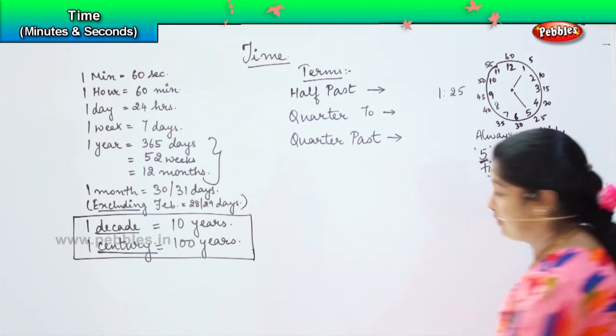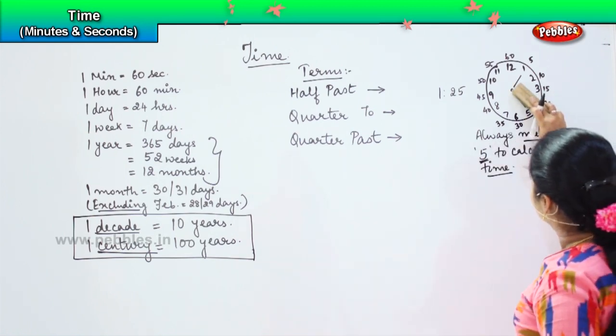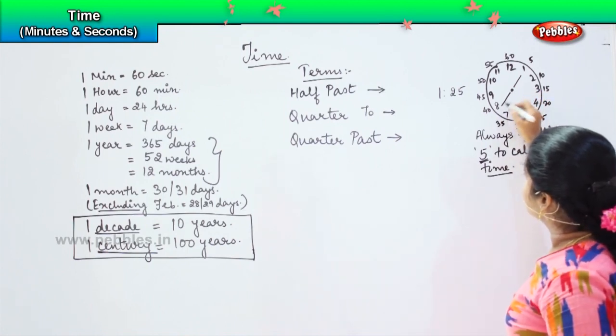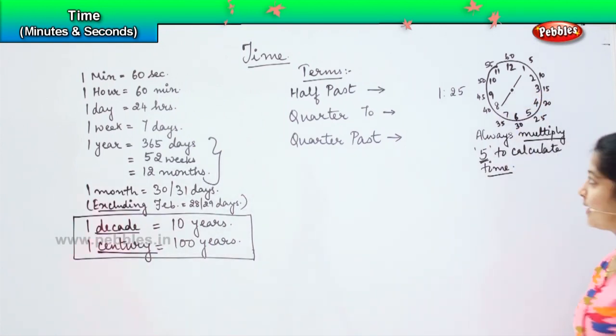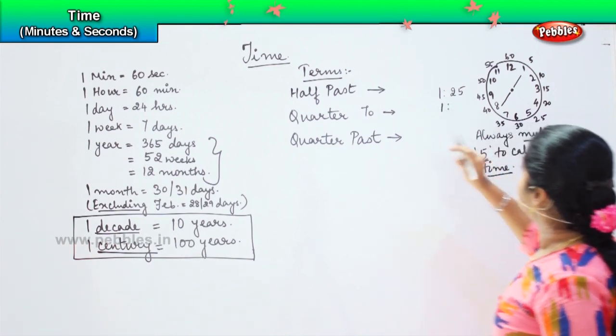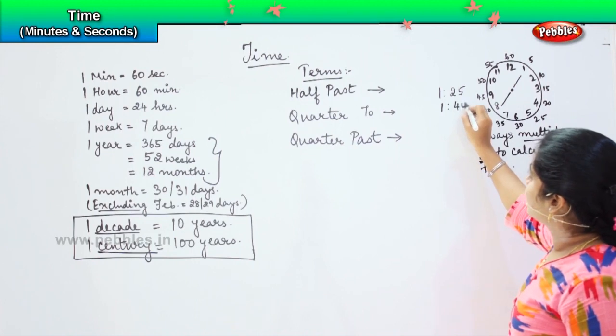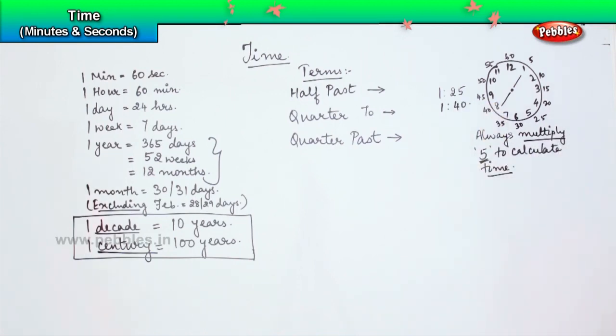right? Now the same thing, say for example, if I move my minute needle to 8, so how will you say the time? 1, and then the value of 8 here is said as 40. So it becomes 1:40. Okay.